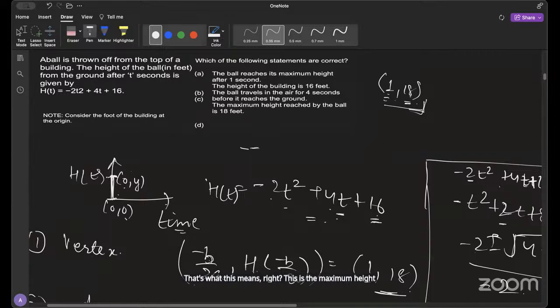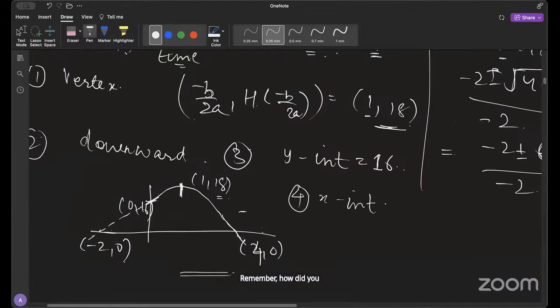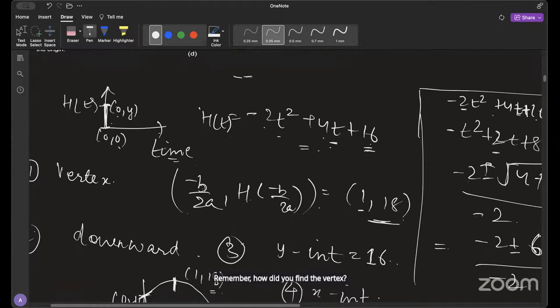This is the maximum height. The maximum height is 18 feet. But how do we know the maximum height is 18? We have to take the vertex. That's the vertex. That's why we made this parabola. How did you find the vertex? We did it here, right? This here.